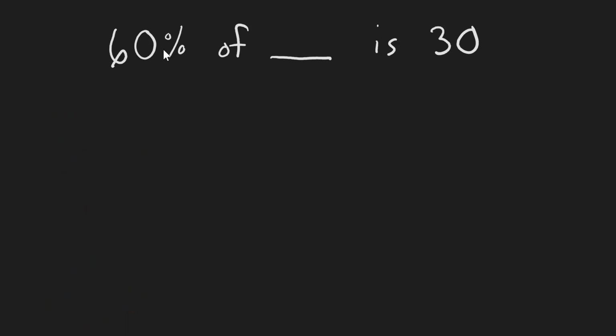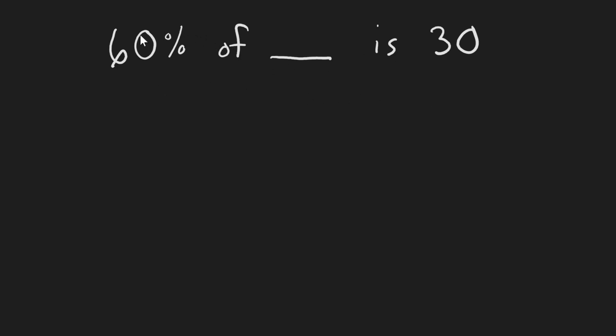So 60% of some mystery number is 30, and we need to figure out what this mystery number is. And whenever you have a situation where you're figuring out some kind of mystery number, you're typically going to deal with some kind of mathematical equation to solve for what this number is. And so the first thing we need to do is convert this English statement into a mathematical statement. And we'll do that piece by piece.